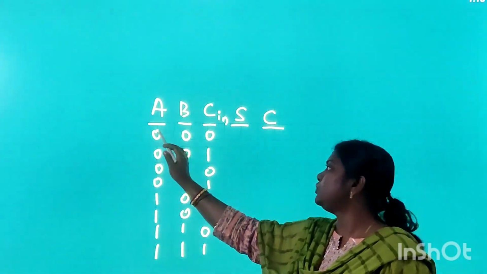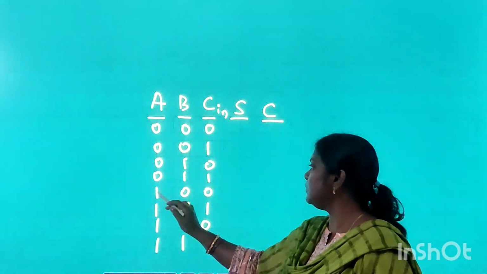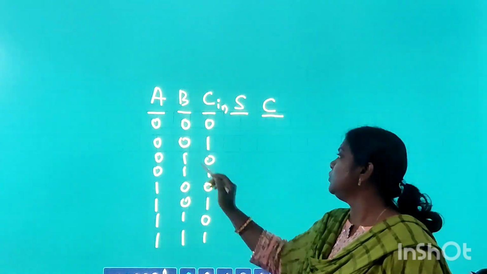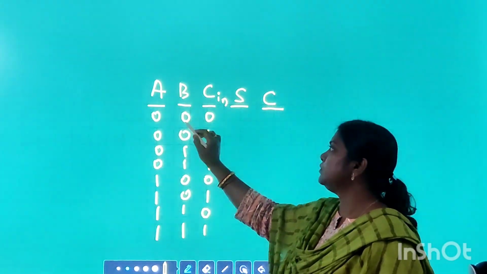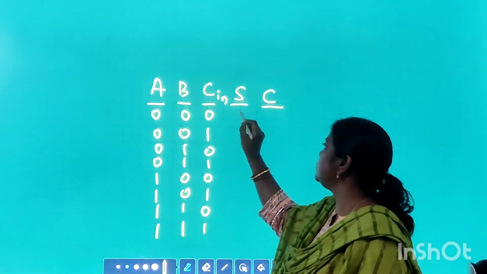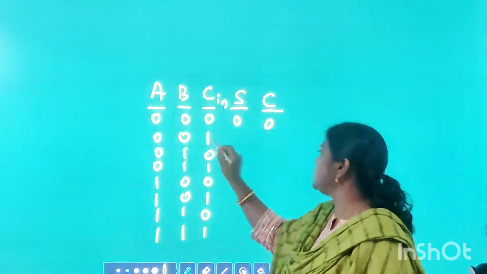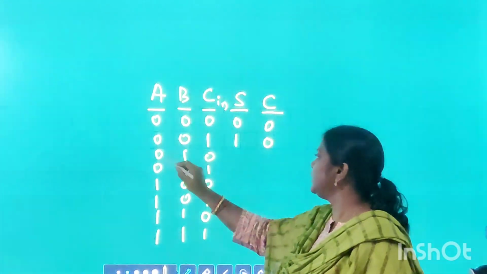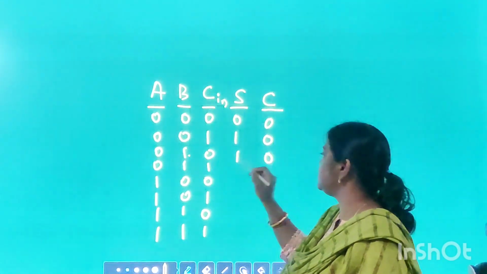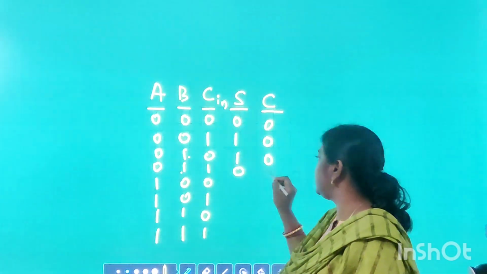The binary inputs are 0, 0, 0, 0, 0, 1, 0, 1, 0, 0, 1, 1, 1, 0, 0, 1, 0, 1, 1, 1, 0 and 1, 1, 1. Whenever 0 is added with 0, the sum is 0 and there is no carry. Again 0 plus 0, sum is 0, carry is 0. 0 plus 1, sum 1, carry 0. Again 0 plus 1, 1, 1 plus 0, sum 1, carry again 0. Here 0 plus 1, 1, 1 plus 1, sum 0, carry 1.